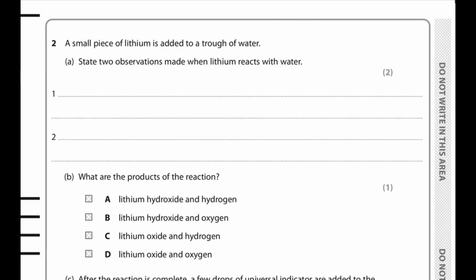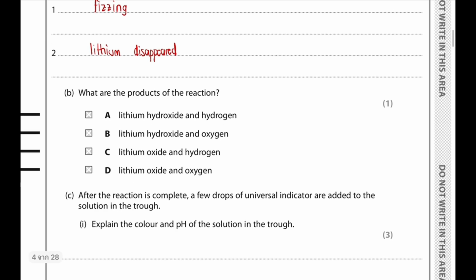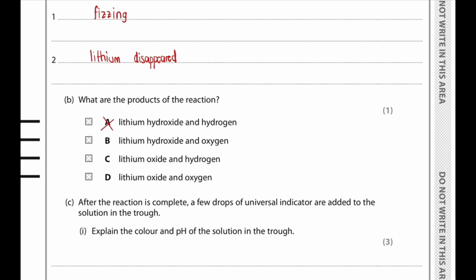Question 2. A small piece of lithium is added to water. State 2 observations made when lithium reacts with water. First one is fizzing. Second one is lithium disappears. Then question B. What are the products of the reaction? So we will get lithium hydroxide and hydrogen.